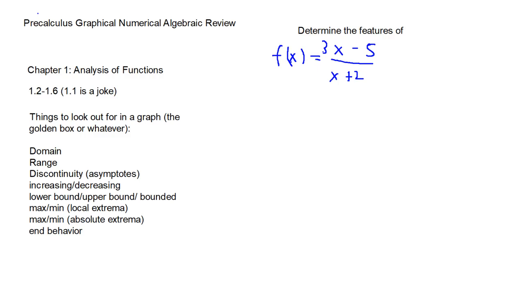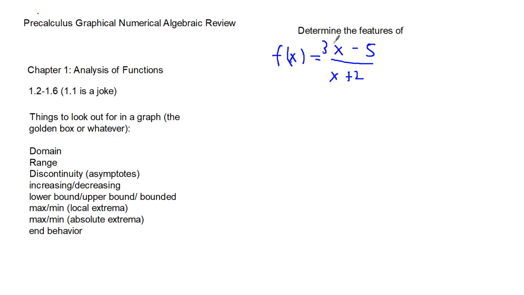Anyways, we will be starting right now. So, things to look out for in a graph. It's called the golden box or whatever, but these are all things you should look for in a graph: domain, range, discontinuity, which includes asymptotes, increasing or decreasing, lower bound, upper bound, or if it's just bounded, maximum or minimum. So local extrema, local maximum or minimum, global maximum or minimum, and end behavior, right? So we're going to look at all these features.